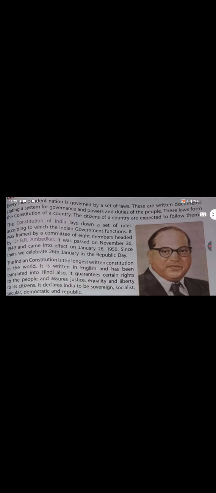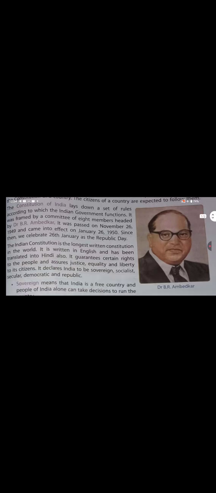The Constitution of India lays down a set of rules according to which the Indian government functions. It was framed by a committee of 8 members headed by Dr. B.R. Ambedkar. As we all know, this famous personality, Dr. Bhimrao Ambedkar. It was passed on November 26, 1949 and came into effect on January 26, 1950. Since then, we celebrate 26 January as Republic Day. Next, the Indian Constitution is the longest written constitution in the world.